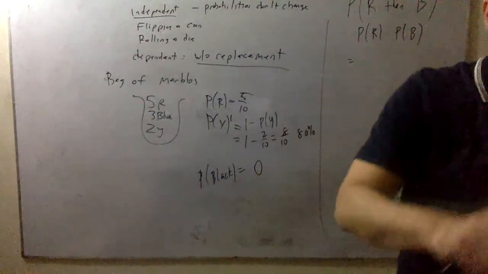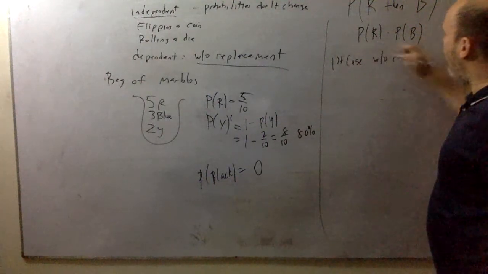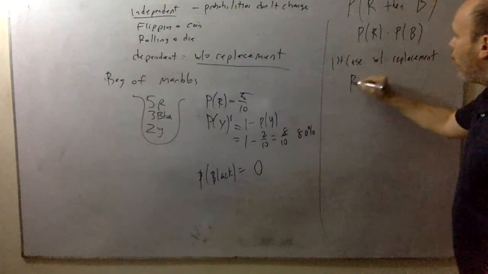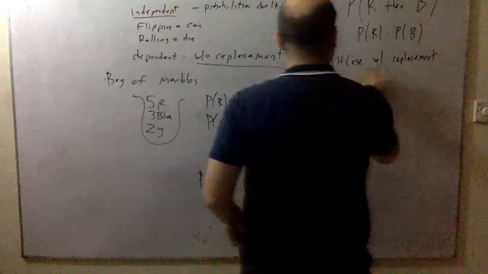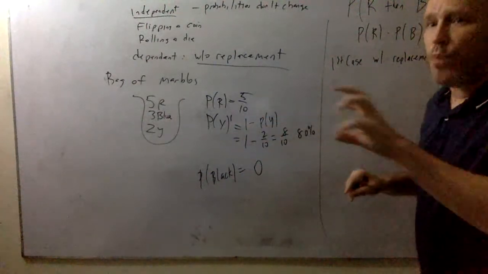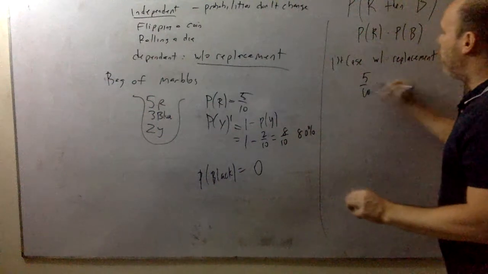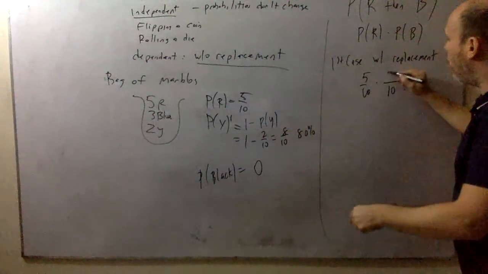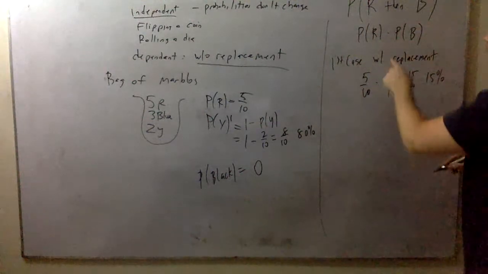Well, that's not going to be the case, because in the first case, it's with replacement, which means you're going to pick the first marble, probability of red, and then put it back in the bag. So the probability of red is 5 over 10, and the probability of blue is, first of all, I put the marble back in the bag, which means I have my 10 marbles, there's 3 blue, we have 15 over 100. There's a 15% chance of picking a red then a blue with replacement.